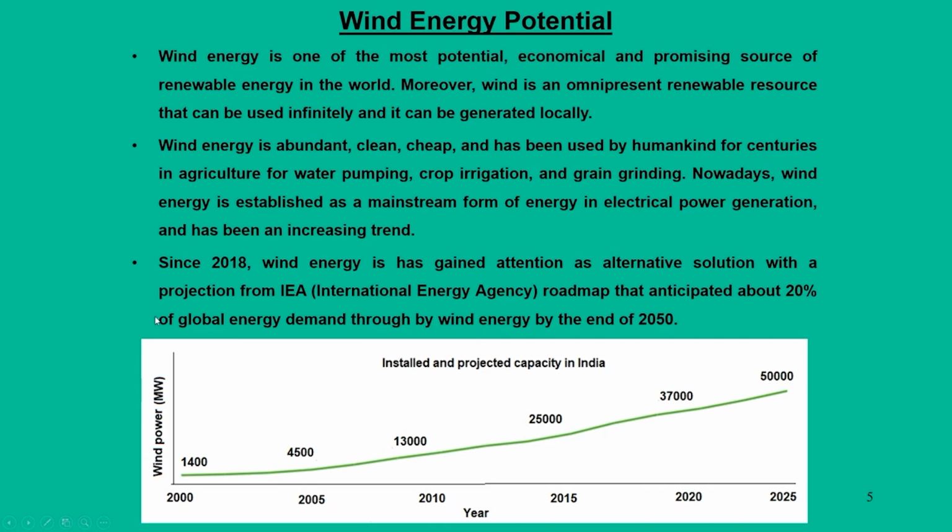as a mainstream electricity generation, wind has an immense potential which can be considered for the next generation's demands. So, with a projection by the International Energy Agency, the roadmap says that about 25% of global energy demand will be met by wind energy by the end of 2050. So, that means we must try to understand the capability of wind as a potential renewable energy resource.